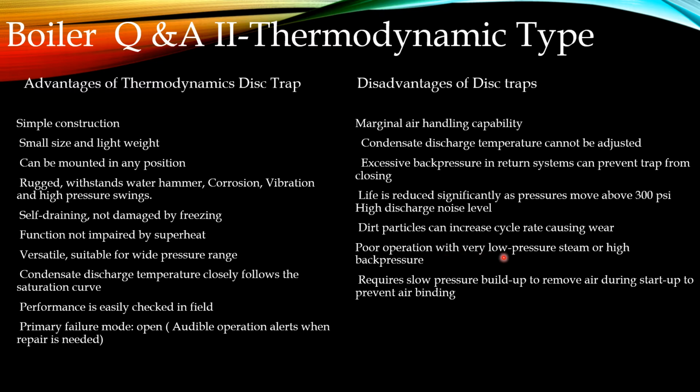Poor for operation with low pressure steam or high back pressure. If the steam is provided in a low pressure steam line and with high back pressure from the condensate line, then the operation is very poor. It requires low pressure buildup to remove air during startup to prevent air binding. These are the disadvantages of the disc traps.